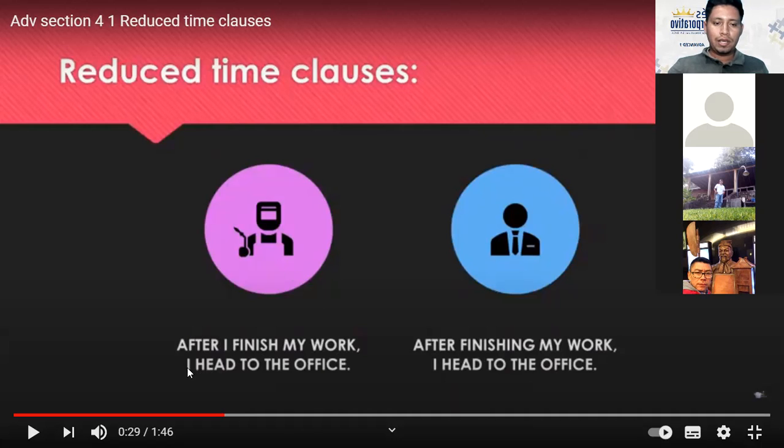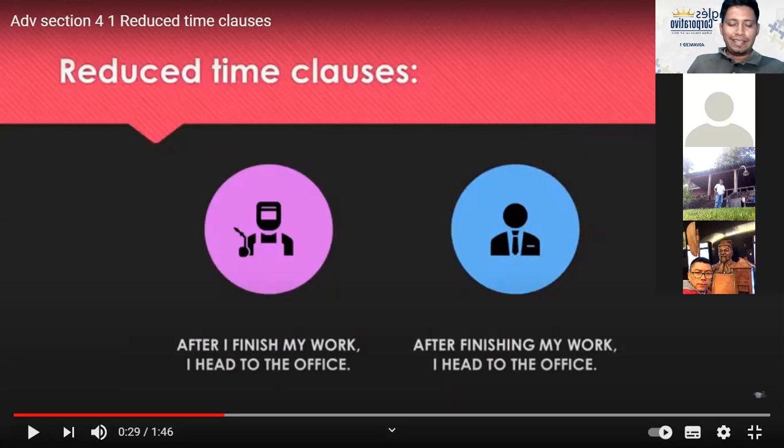After I finish my work, I head to the office. That is the first sentence that we have. And the second one says, after finishing my work, I head to the office. What happened here? What is happening here? Okay, tell me. What is happening with these two sentences? Okay, in the second sentence, they are omitting the subject and using the ing form of the verb. Okay. In this case, yeah, thank you, sir.